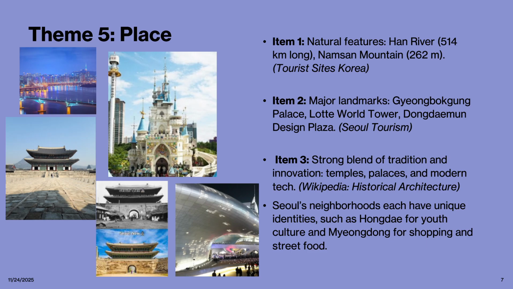Natural features like the Han River and Namsan Mountain. The Han River is 514 kilometers long and Namsan Mountain is 262 meters. There are major landmarks. I named 3 of them here. I really, really don't want to butcher these names, but they're beautiful places that have been slightly modernized over time. But they're super old places. They're very large tourist areas, so a lot of people go there when they come to Korea. And yeah, they're super popular places that you would probably want to visit one day.